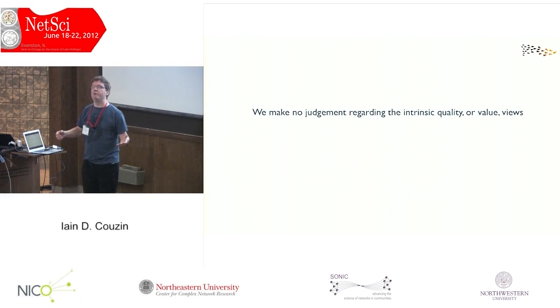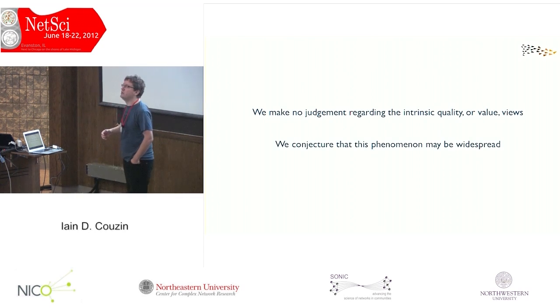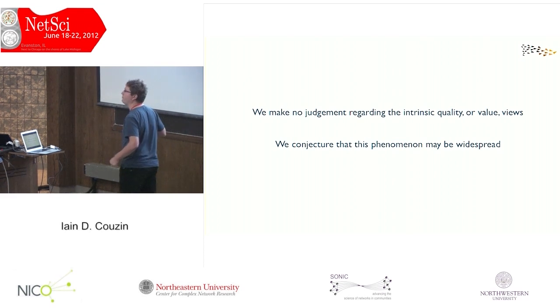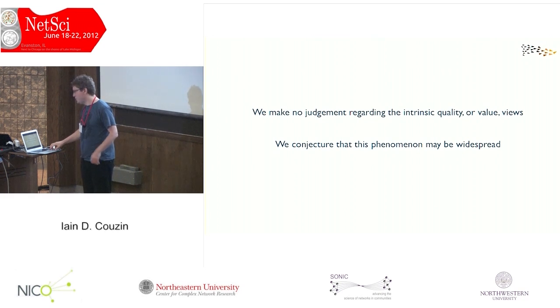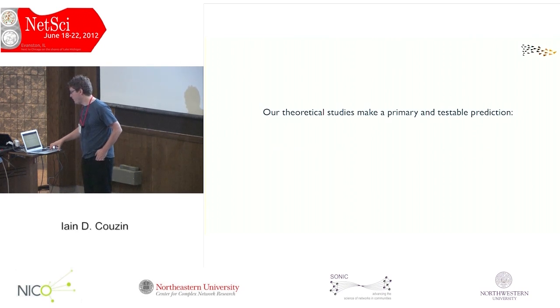So we make no judgment regarding the value of these views. We're just exploring the dynamics. But we do conjecture that this phenomenon may be widespread. We're finding this in models of neural dynamics. We're finding this in other types of models of statistical physics. We've got a long way to go, but we think that the fact that we've seen this pattern in these different models is very promising.